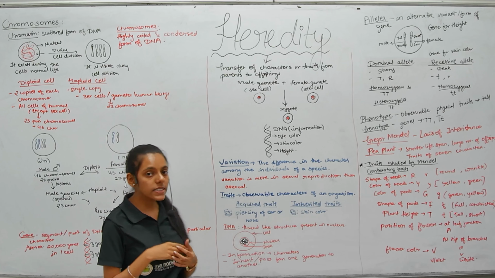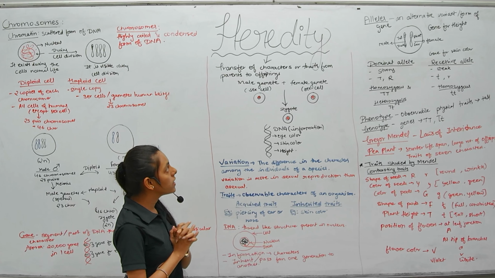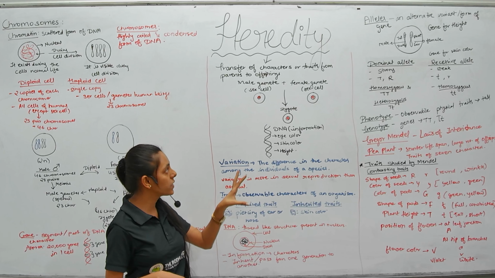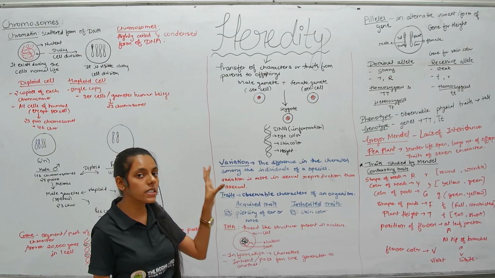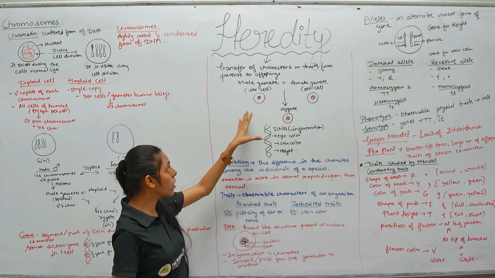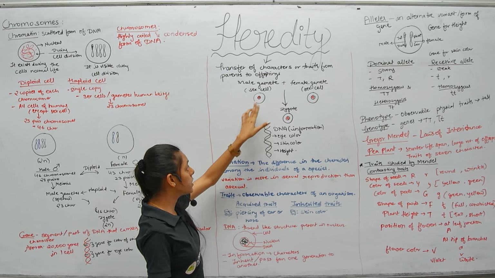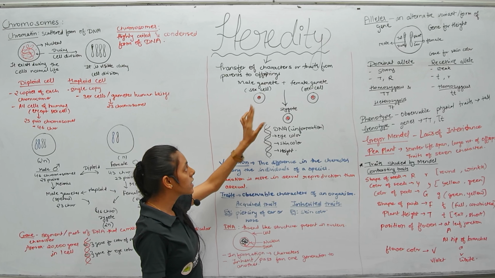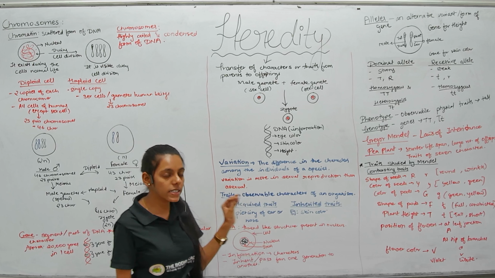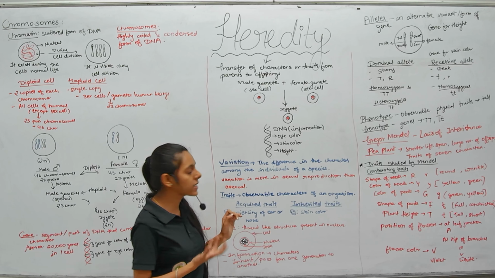Now, where are these characters in the body? During reproduction, male gametes and female gametes fuse. Male gametes and female gametes are the sex cells. In the sex cells, as in any cell, there is what? Nucleus. In the nucleus there is DNA, and in the DNA all the information is stored. Information like all the characters, that is eye color, skin color, height.